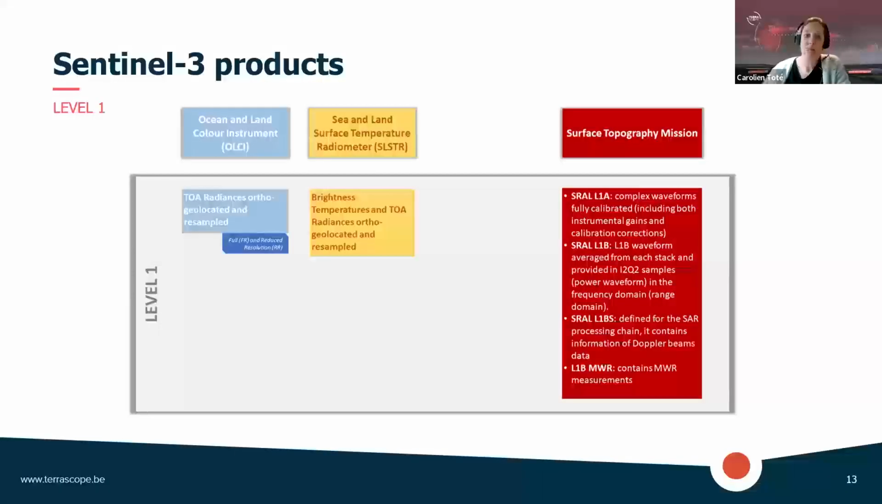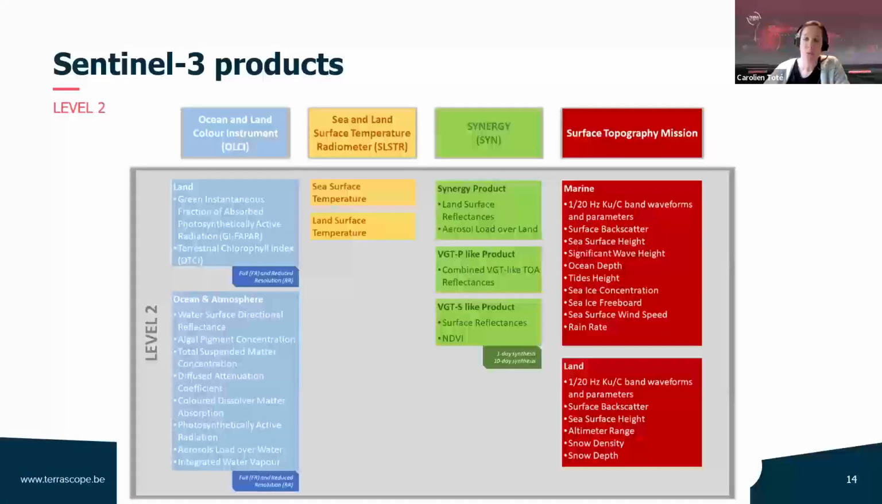Then on the Sentinel-3 products, first on level 1, these are the top of atmosphere radiances that are geolocated and resampled, both for OLCI and SLSTR. For OLCI, they are available at full resolution and at reduced resolution. And for SLSTR, the brightness temperatures are also available. For the surface topography mission, there's a series of level 1A and level 1B products available, but I won't focus on these.